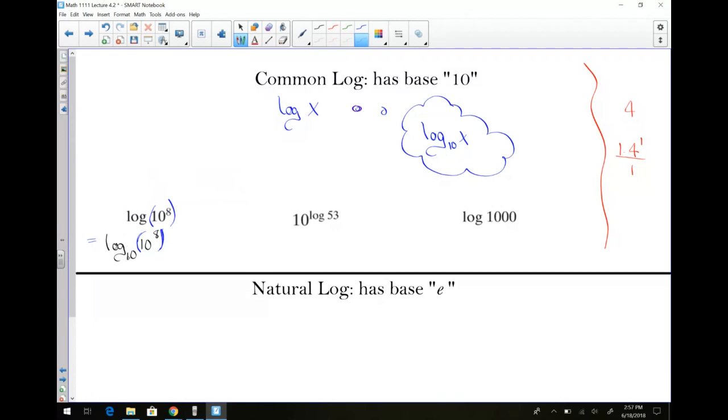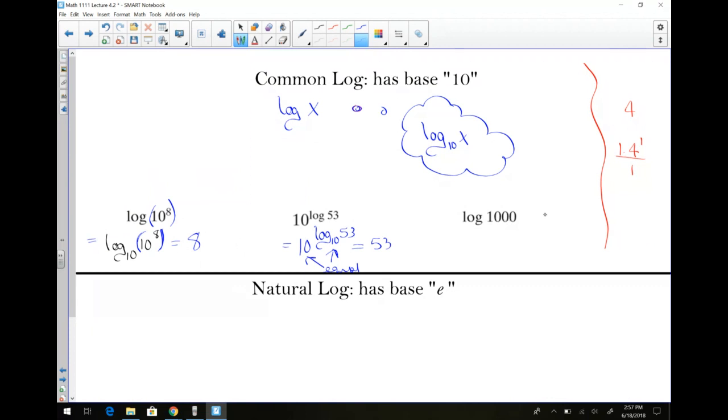This 10 is the base of the logarithmic function. This 10 is the base of the exponential function. So y'all, those cancel out because they have both the same bases. So we have 8. So the common log of 10 to the 8th is just 8. This one, again, we can write in that 10 there. We've got 10 to the log base 10 of 53. Well, both of my bases here and here are equal. So that means I just have 53.